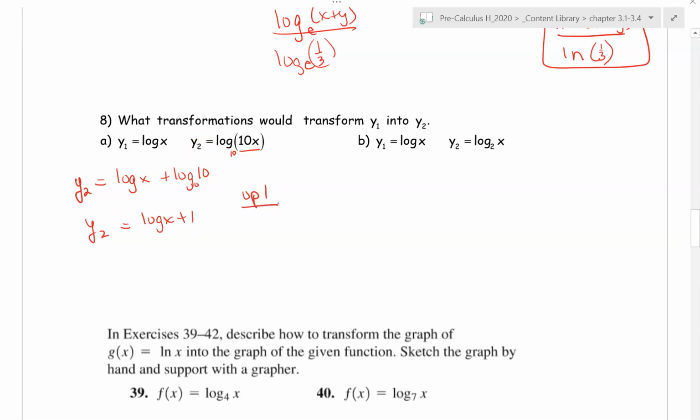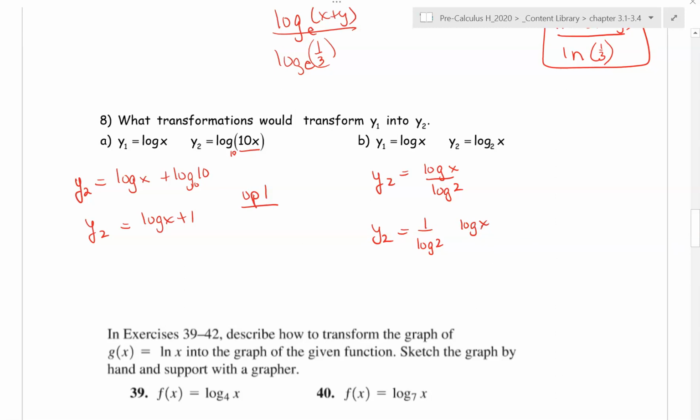Go ahead and pause the video and think about how you would consider the transformations from y1 to y2 for part B. Now, for y1, notice the base is 10. For y2, the base is 2. Again, very difficult to compare two things that are not alike. So we're going to use the change of base property. So we have log x divided by log 2, and so 1 divided by log 2 times log x.